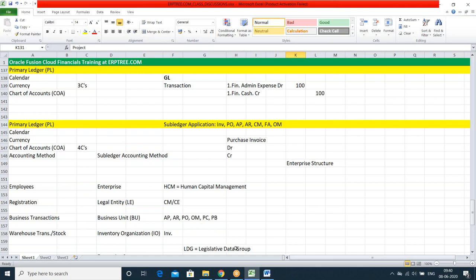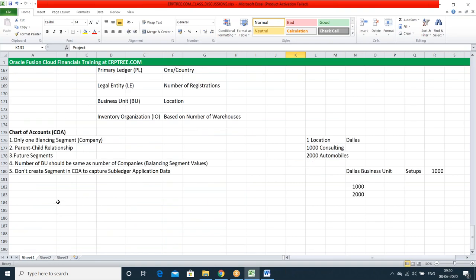And one more very important point: it should be based on your company's reporting requirements. The overall chart of accounts should be as per reporting requirements. When it comes to reporting, against which data they want to report, those elements you have to take as segments into the chart of accounts.